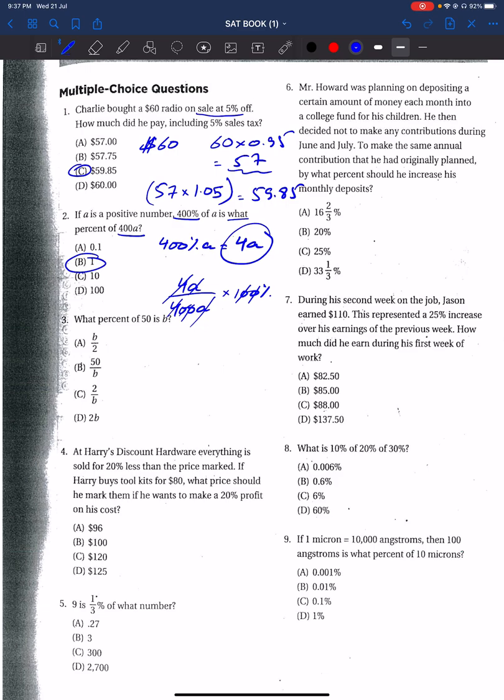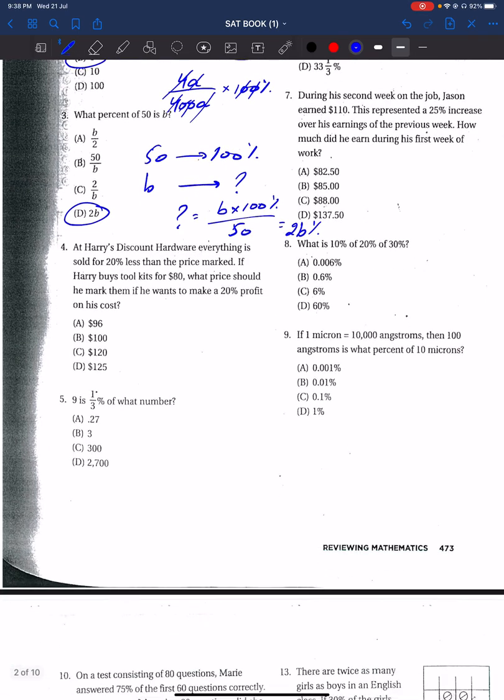Next question, what percent of 50 is B? So if you want to find the percentage of 50, so the percentage of B out of 50, so let's say 50 is the 100%, and you're trying to know what is B as a percentage of 50, so your question mark would be B multiplied by 100% divided by 50, which is equal to 2B%. And thus your answer would be choice number D.